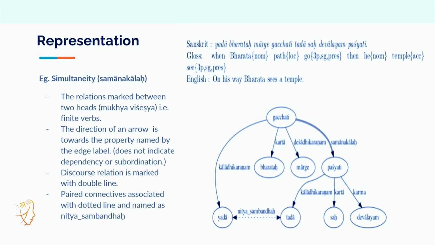So this way the relationship is marked, and the markers which mark the relations, such as yada and tada, because they have constant expectancy for each other, are joined with a dotted line and named nitya sambandha. So this is one example of how we are representing all the relations, for all 10 relations and all the markers. The representation will be the same. In case any of the markers is absent, then the nitya sambandha relation won't be there, but the discourse pattern of relation will be constant. Next slide, please.